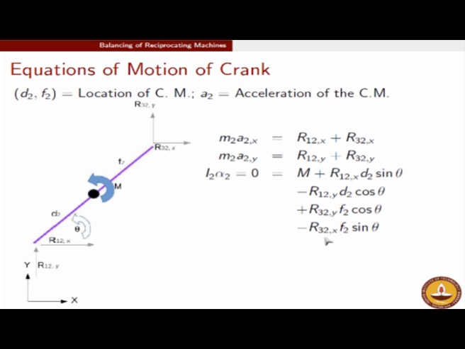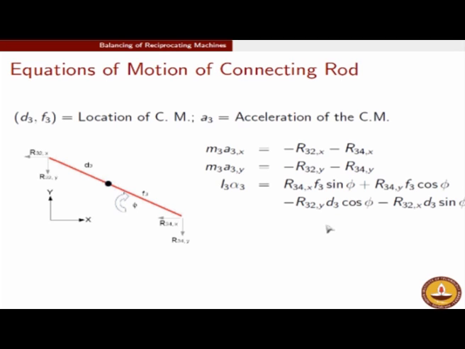So this is a set of three equations which are basically the equilibrium conditions for our crank. So we have three equations of motion for the crank at this stage. Remember, we have 8 unknowns which we have to determine. From the crank itself we have got three equations. Now let us look at the connecting rod.